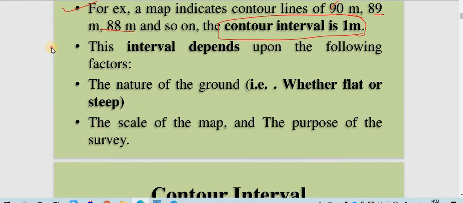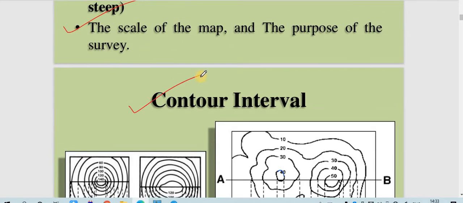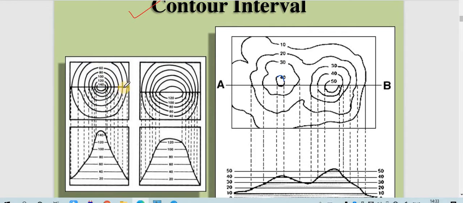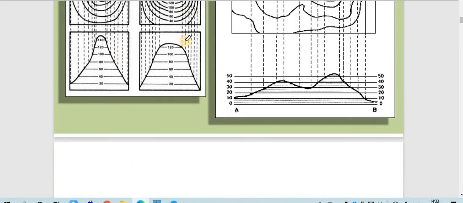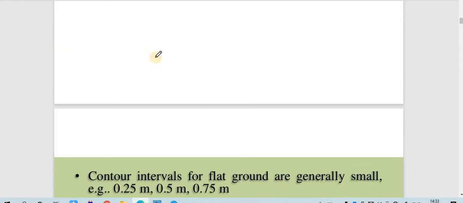The interval depends upon the following factors. It depends upon the nature of the ground, whether it is flat or steep, the scale of the map and the purpose of the survey. So contour interval, you can see this is the line, this is the line. The vertical distance between these two points is called the contour interval.